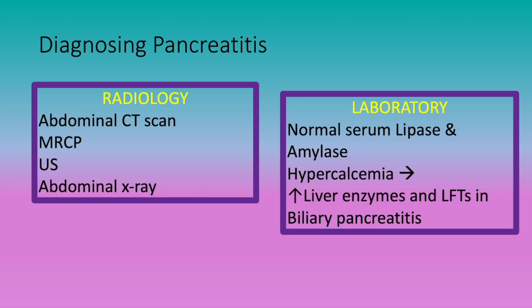Moving on to the laboratory markers. In comparison to the acute pancreatitis, in chronic pancreatitis, we're gonna have normal levels of serum lipase and amylase. Hypercalcemia, if the cause of the chronic pancreatitis is primary hyperparathyroidism, and increase in the liver enzymes and liver function tests in case of biliary pancreatitis.